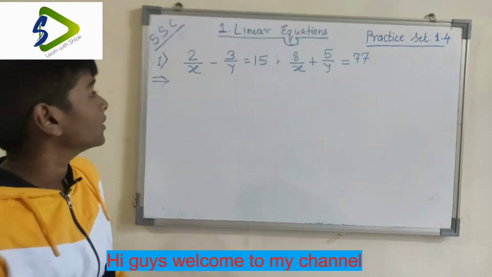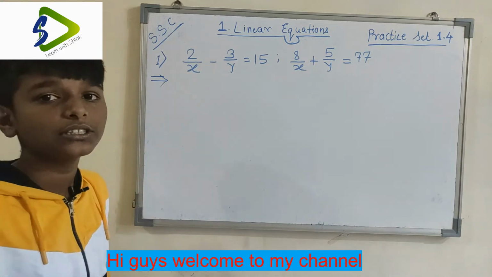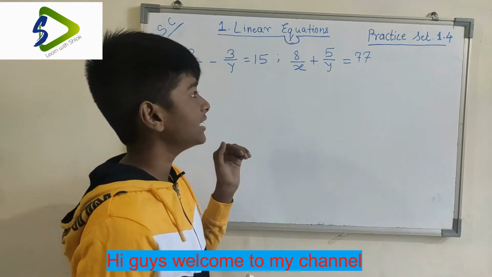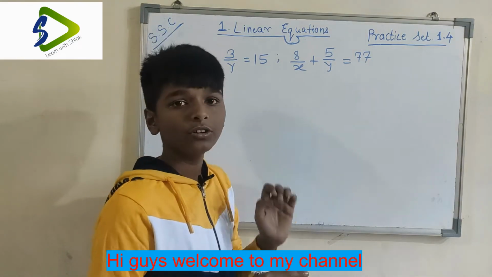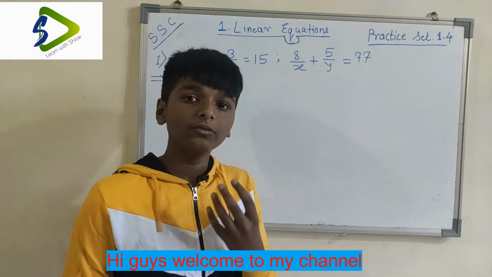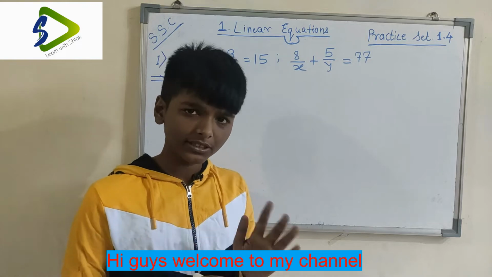In practice set 1.4, the first question given to us is to solve the equation, and the equations given to us are 2 by x minus 3 by y is equal to 15 and 8 by x plus 5 by y is equal to 77. Now we have to solve this by a method that I call the MN method. It doesn't have an official name.